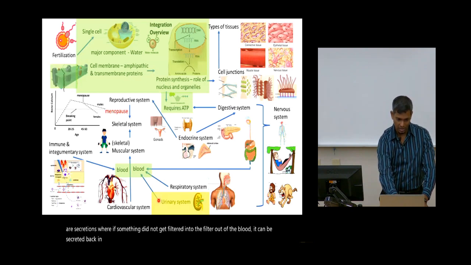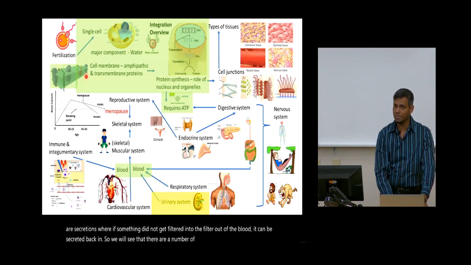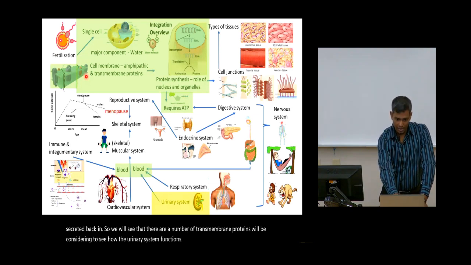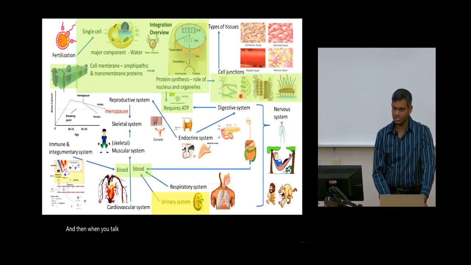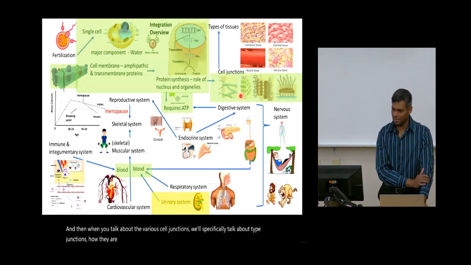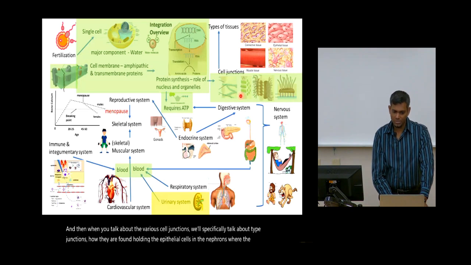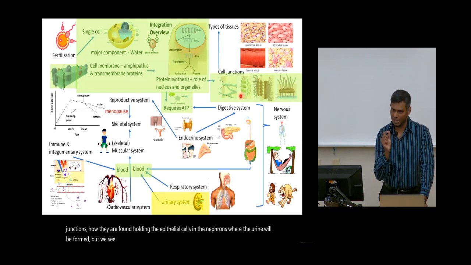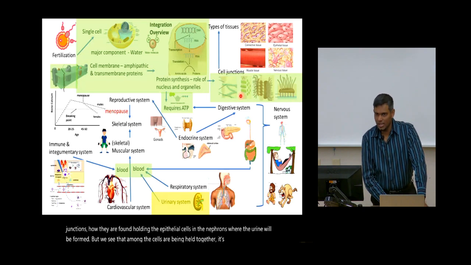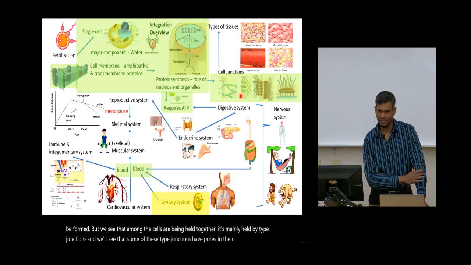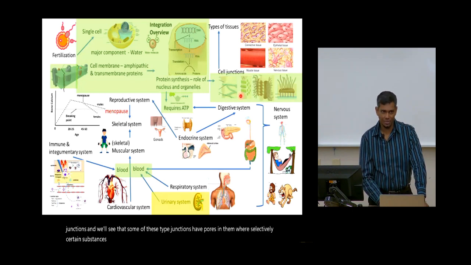So we'll see that there are a number of transmembrane proteins we'll be considering to see how the urinary system functions. And then when we talk about the various cell junctions, we will specifically talk about tight junctions, how they are found holding the epithelial cells in the nephrons where the urine will be formed. But we see that among the cells which are being held together, it's mainly held by tight junctions, and we'll see that some of these tight junctions have pores in them where selectively certain substances can get in between the cells.